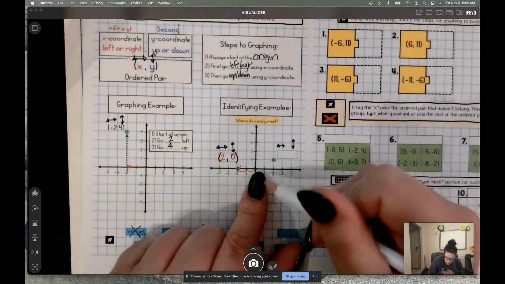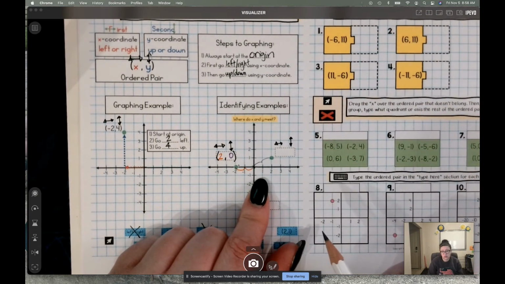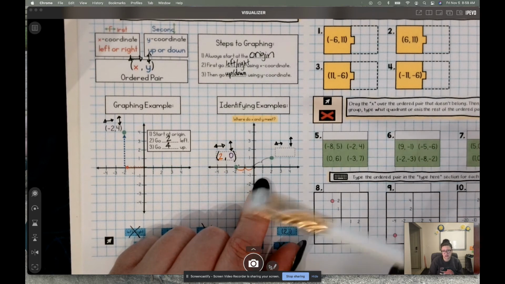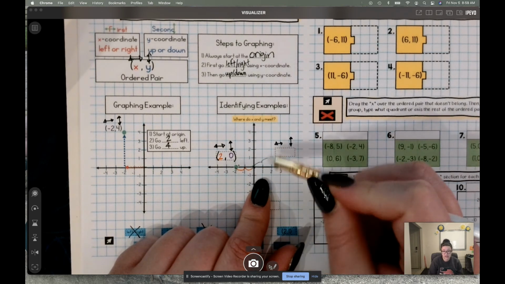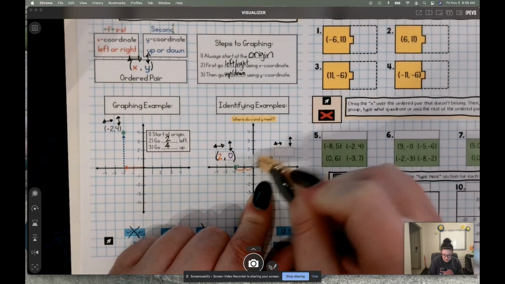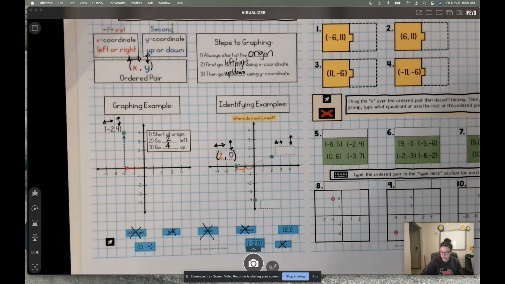Some people want to try to go at an angle, but we can't go at an angle like that to represent coordinates. We have to have a side-to-side value and an up and down value, so this is not correct.